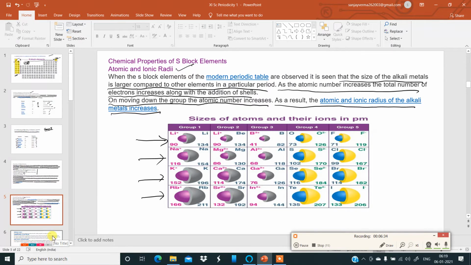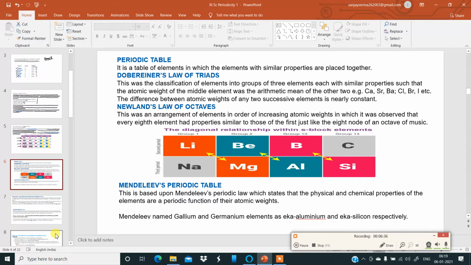Now, let us go back to the periodic table very quickly. What is periodic table? That is more important to understand. Now, this periodic table is a table of elements in which the elements with similar properties are placed together.